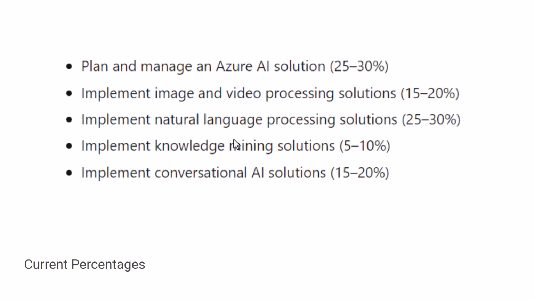First up, here is the current breakdown of the exam. If you're taking AI-102 before October 31st, 2023, you have five sections. The largest section is the first, Plan and Manage an Azure AI Solution, and you have four other sections.